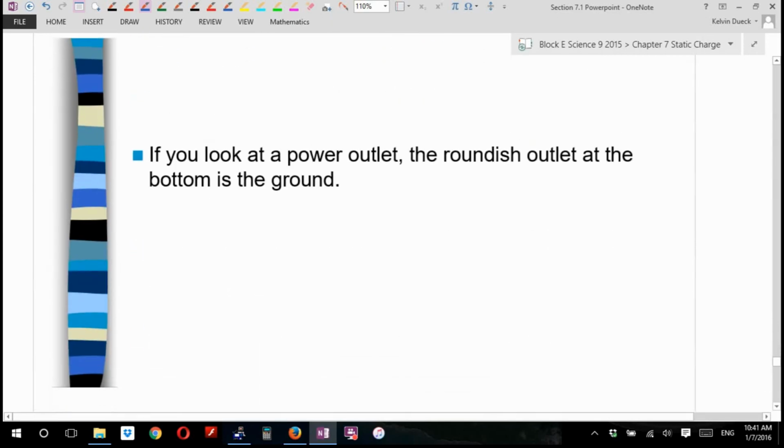So if you look at a power outlet, the roundish outlet at the bottom is the ground. What about some of the plugs? They only have two. They use the two parallel ones. Those are riskier. Or those appliances have been designed in such a way that either there is no way for a short circuit to occur, or they may have built something inside the appliance that can absorb excess charge. But most appliances nowadays have the full three prongs.